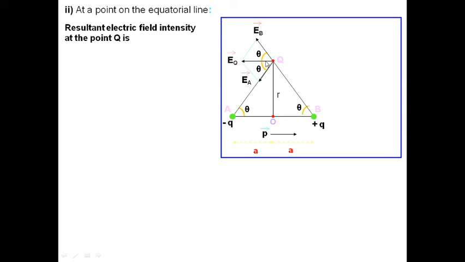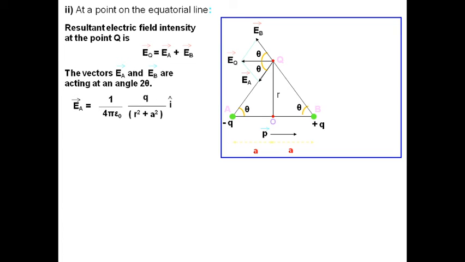Along this direction there are cosine components, and along the perpendicular direction there are sine components. Both sine components are in opposite direction but of equal magnitude, because EA and EB magnitudes are the same, as the magnitude of charge is Q and distance is also the same. So they cancel each other, and only the cosine components remain.